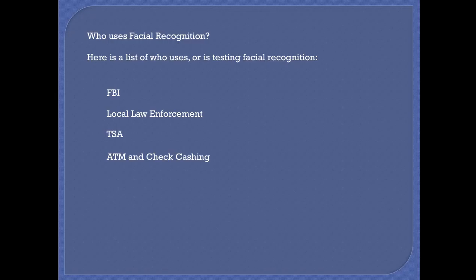Here's one that I didn't even think about, the ATMs. ATMs and check cashing. They're trying to use facial recognition to automate a lot of stuff. Now, when I first read this, I thought it was to get burglars or people that rob people at ATMs, but that's not necessarily the case. They are actually using it to automate your transactions and make it easier for the user to cash checks and use the ATM.